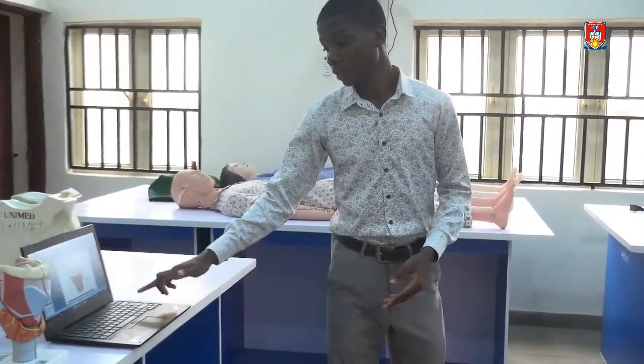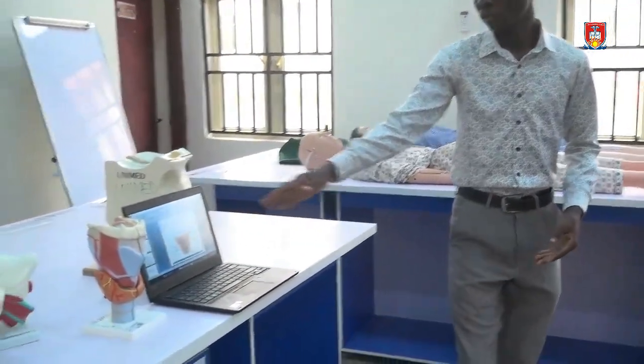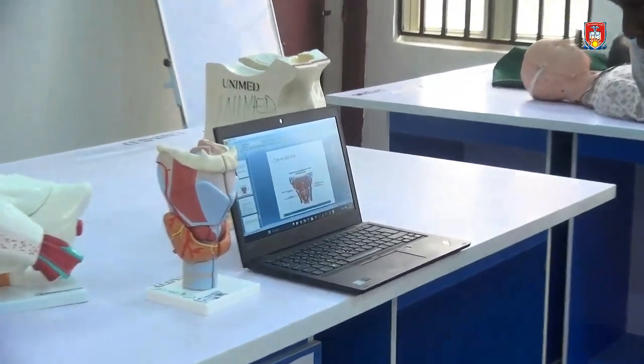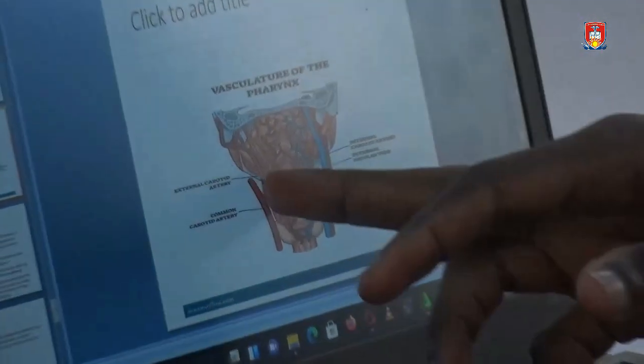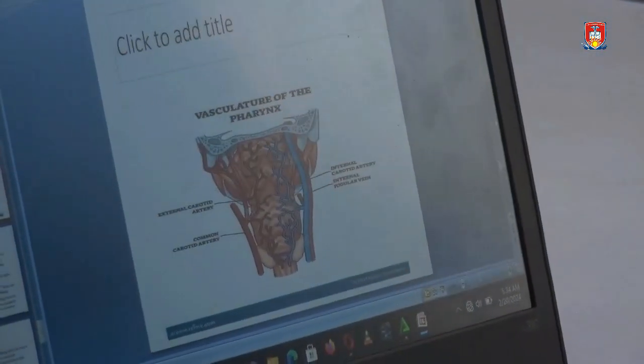Then you can see the graphic illustration of the vasculature of the pharynx. So you can see the external carotid artery here supplying the pharynx.